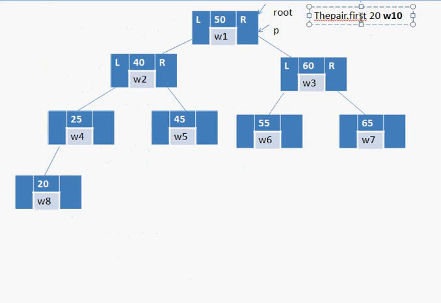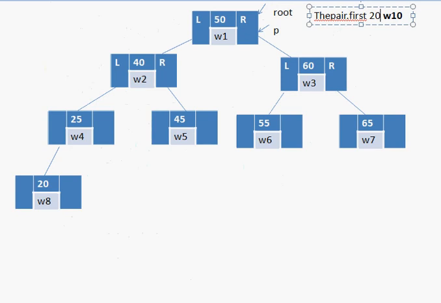Okay, and this has two pieces of information. This is the value and this is the word. Word and meaning. So the pair has 20 as well as w10. The pair dot first is just 20. Let's understand it that way.